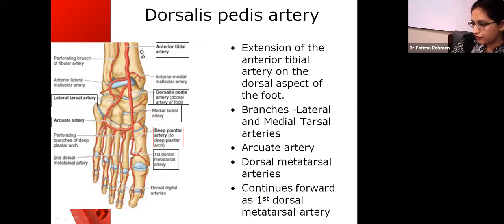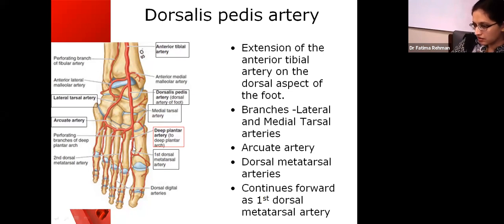That is called the first dorsal metatarsal artery. So this is the terminal part of the dorsalis pedis artery. Other than that, the rest of the four dorsal metatarsal arteries, the second, third, and fourth, are the branches given off by the dorsalis pedis artery, but itself it continues forward and terminates as the first dorsal metatarsal artery.